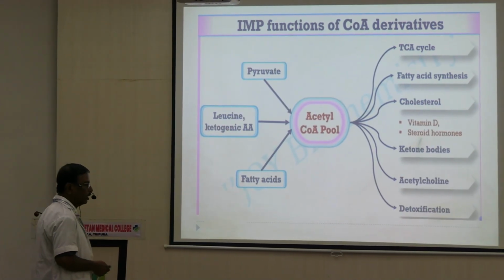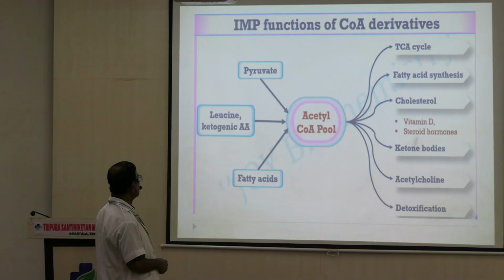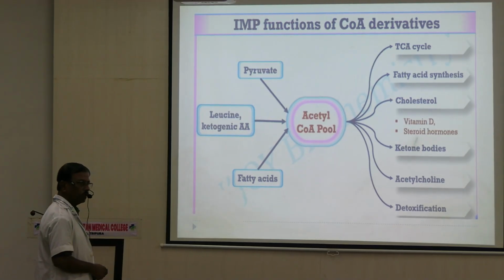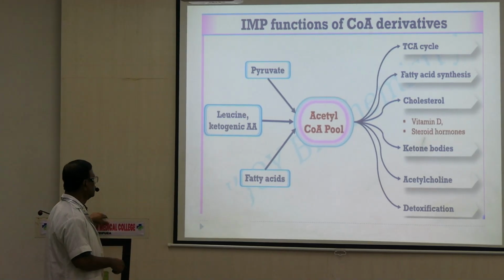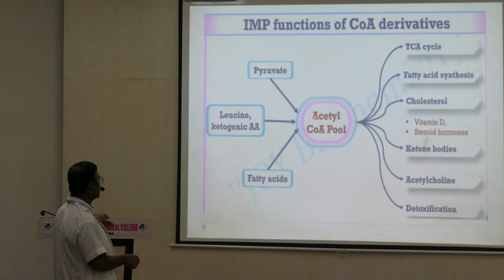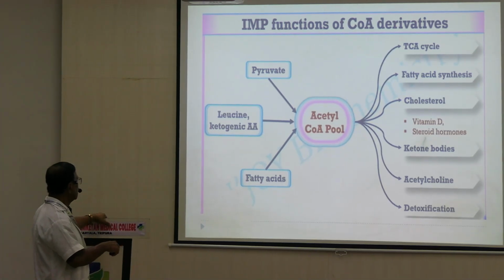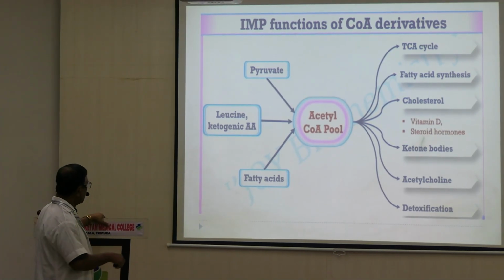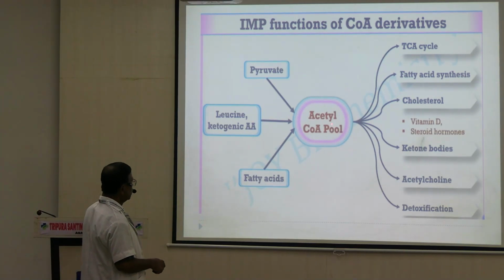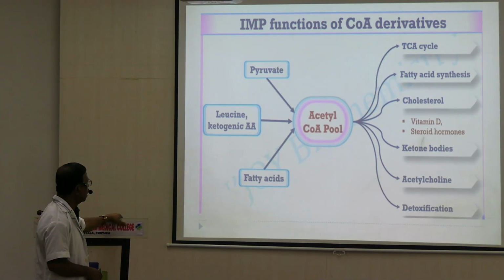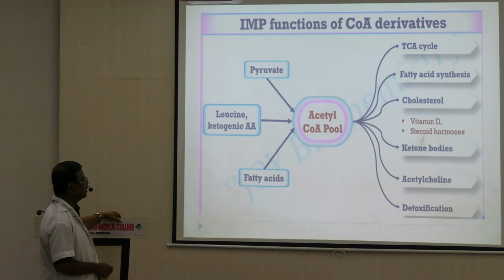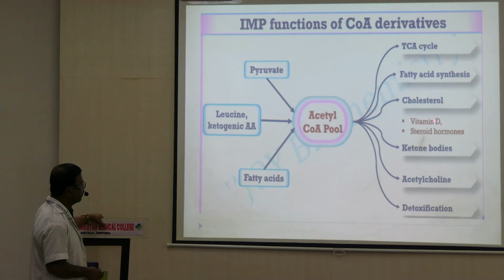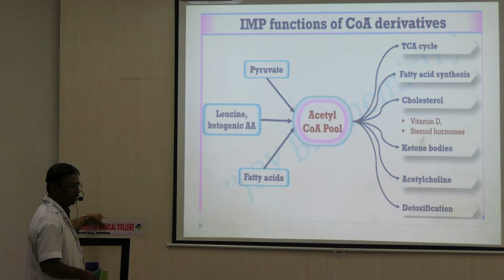So acetyl-CoA is derived from pyruvate, leucine. These are amino acids. When you go to amino acid metabolism, you will see. So the acetyl-CoA pool is getting acetyl-CoA from pyruvate, leucine and ketogenic amino acids. Then fatty acids also contribute to the acetyl-CoA pool. It is utilized for TCA cycle, fatty acid synthesis, cholesterol, vitamin D, steroid hormones, ketone bodies, acetylcholine, detoxification.